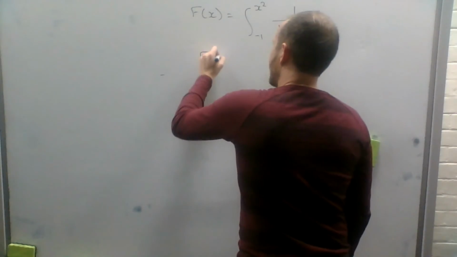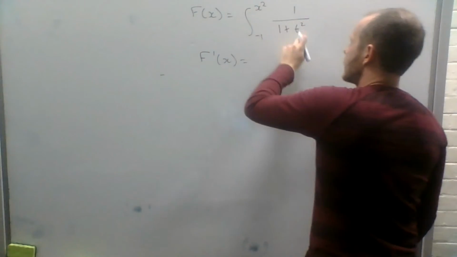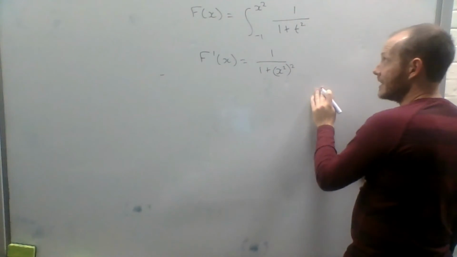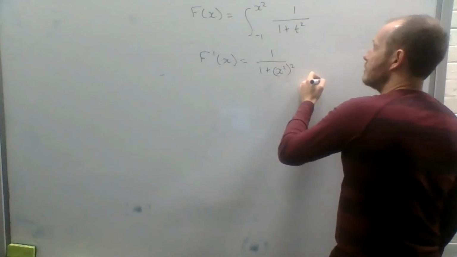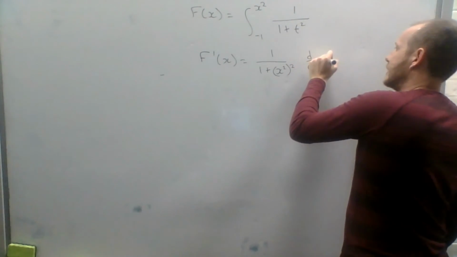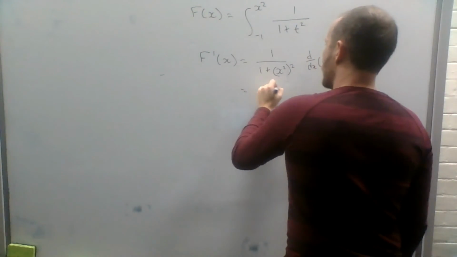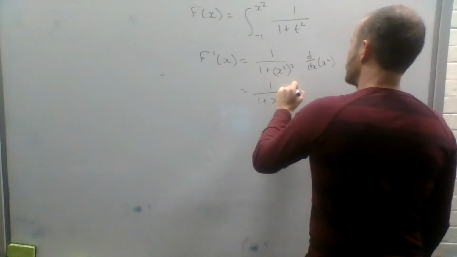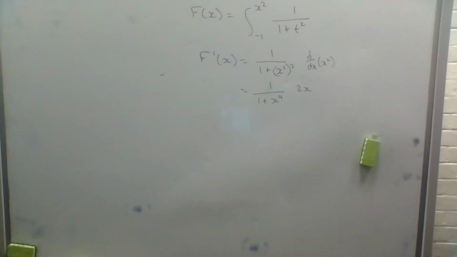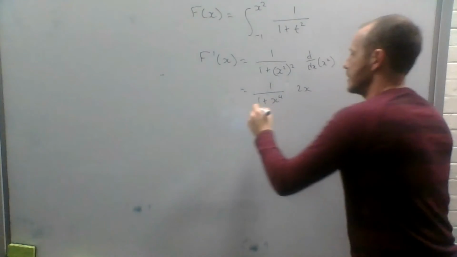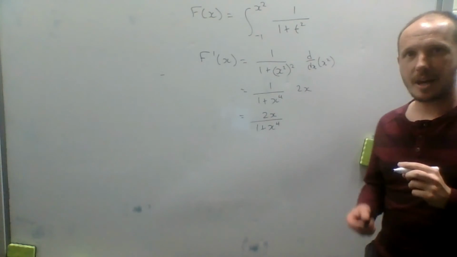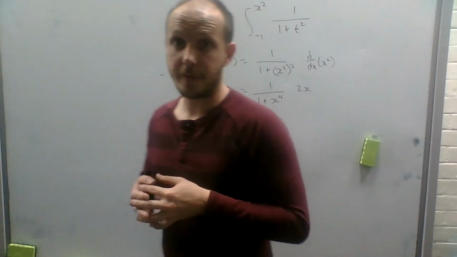Therefore, f dash x will equal, we still substitute it in, so it'll be 1 over 1 plus x squared, because it's t squared. But then we need to multiply by the derivative of what's up here, so d by dx of x squared. This will give us 1 on 1 plus x to the 4 times by 2x, which obviously we could write as 2x on 1 plus x to the 4. So there's a couple of variations of the second fundamental theorem of calculus.